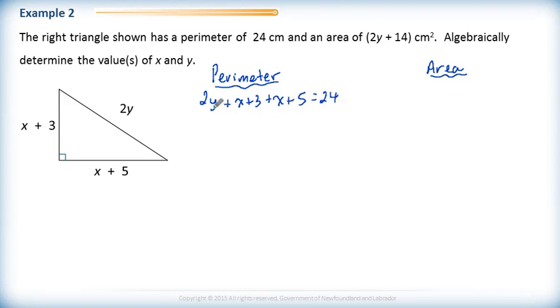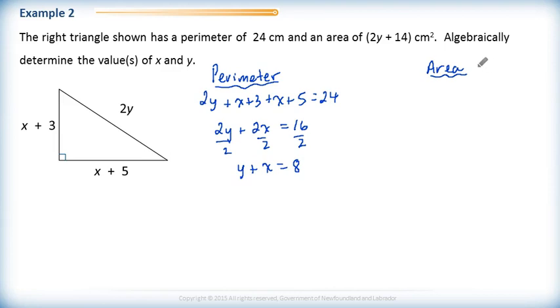Let's simplify that a little bit. We've got 2y plus 2x, and I'll bring the 3 and the 5 over and subtract them from the 24. That gives me 16. I can divide everything by 2, and I've got y plus x equals 8.